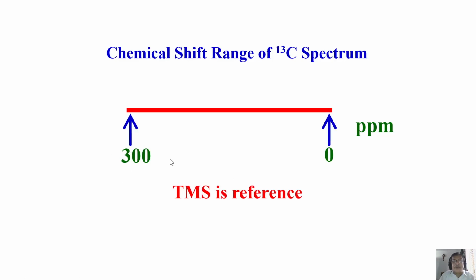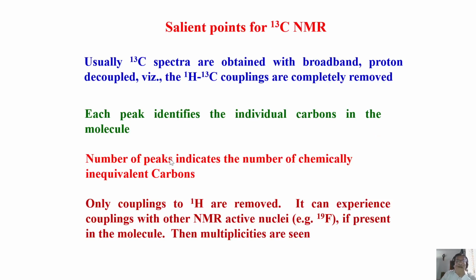Spectral becomes quite large, you know. So this is the important point you have to remember when you are looking for proton and carbon. Another point is, most of the time carbon 13 spectra are obtained with broadband proton decoupling.